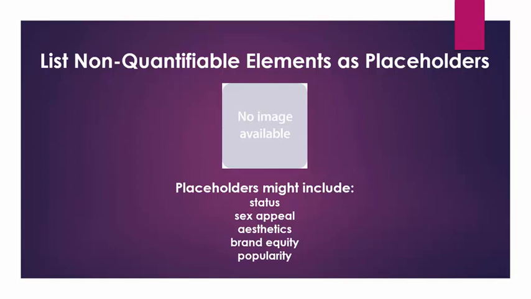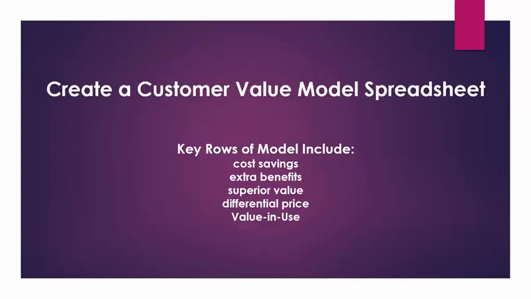All right, now the point that we made previously is that there are going to be some non-quantifiable elements. In our previous presentation, we referred to these as perceived value elements. So things that are important to the customer that I can't put a number on. And we're not going to throw these away, particularly if they favor our product. We're going to list these as placeholders. And some of these, for example, in the case of a car, might be status, sex appeal, aesthetics, brand equity, and popularity. So again, I'm going to keep track of them, and maybe I'll go back and do a more rigorous assessment to hopefully put some numbers to them.